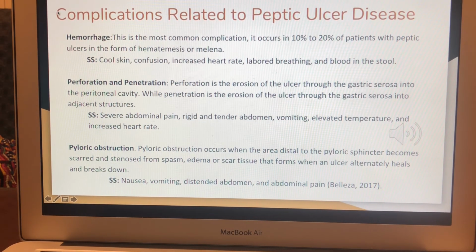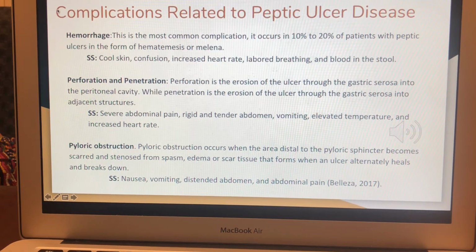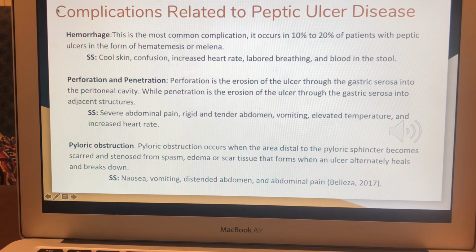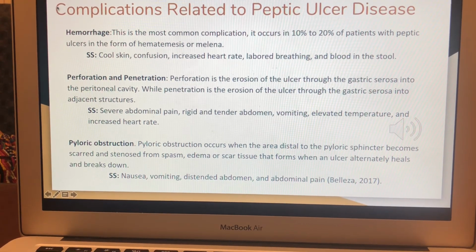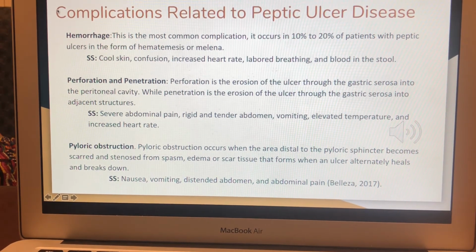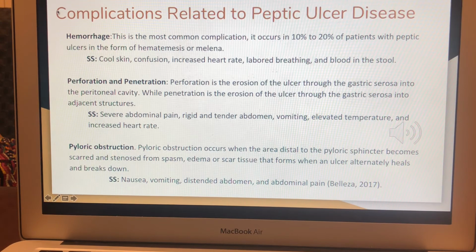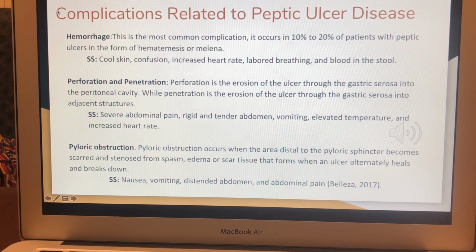Perforation or penetration may also occur if the ulcer erodes through the stomach tissue and leaks into the peritoneal cavity or adjacent structures. This would lead to severe abdominal pain, a rigid and tender abdomen, vomiting, elevated temperatures, and an increased heart rate.